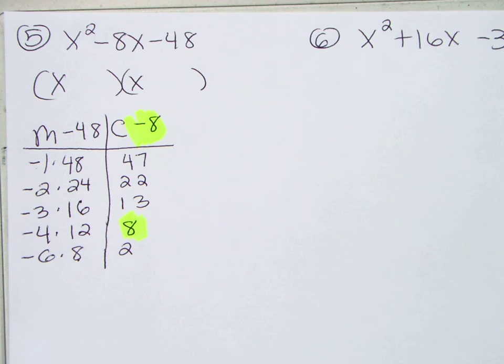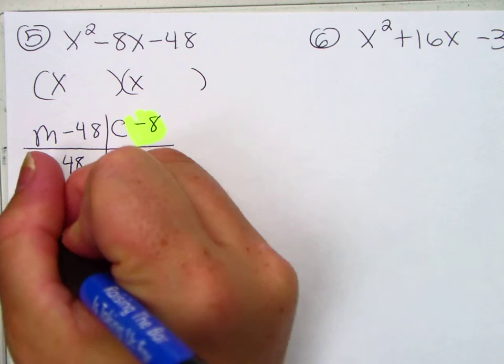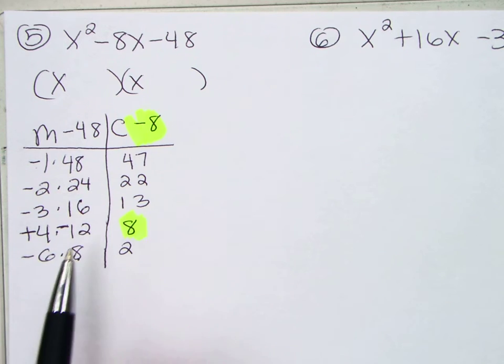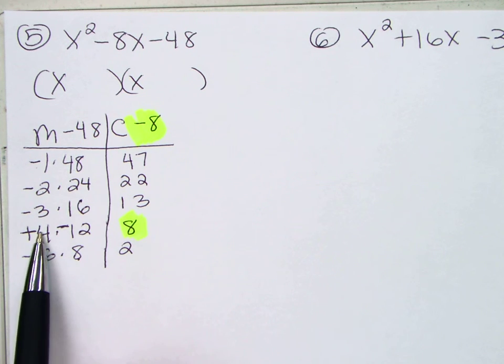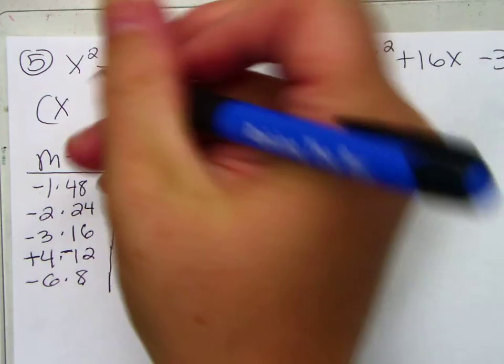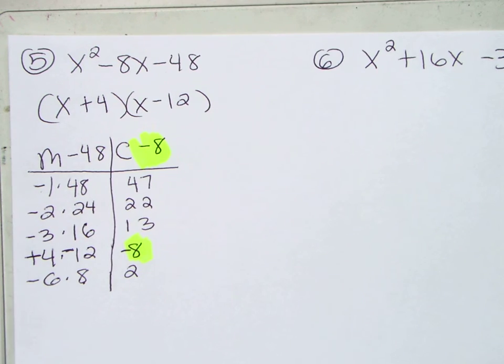We have 8, but we don't want 8. We want negative 8. So what do we do? Change the sign of everything. Change the sign of everything. So instead of minus 4, we're going to make it plus 4. Instead of 12, it's negative 12. 4 times negative 12 is negative 48. 4 minus 12 is negative 8. All right, so now our numbers are right. Positive 4, negative 12.